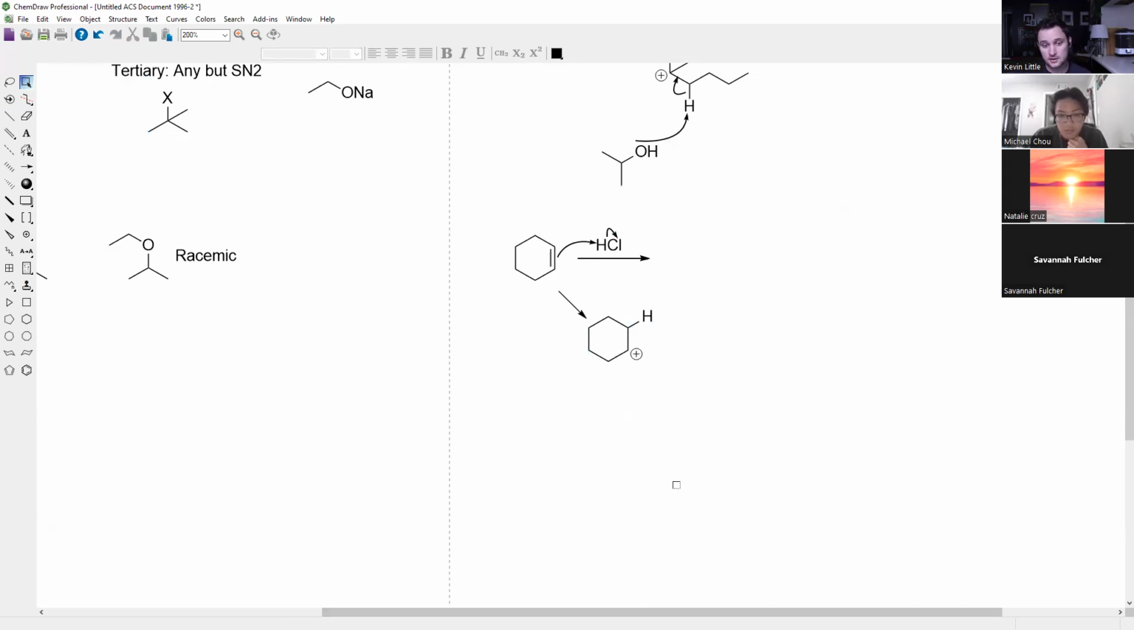Shifts. I'm looking for any shifts, any rearrangements. Is there any shift I could do that would make this secondary carbocation better? No, because it's just surrounded by other secondary carbons. So now I've got a negatively charged chlorine sitting around. It's going to add into this positive, and we're going to get this.